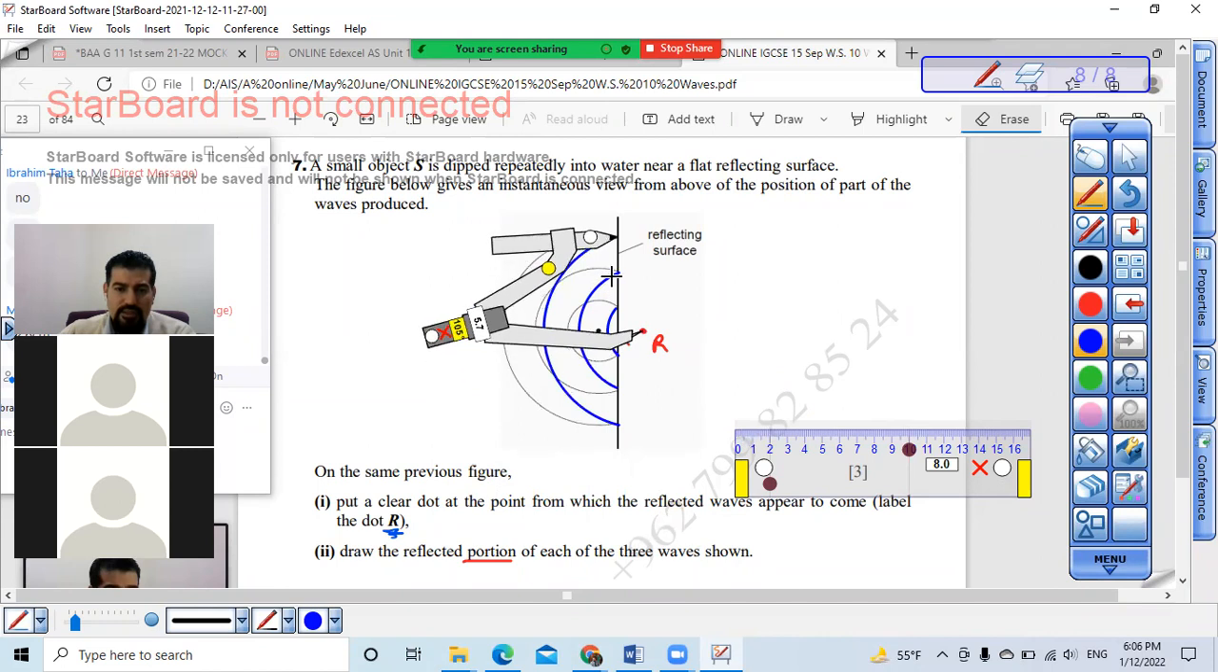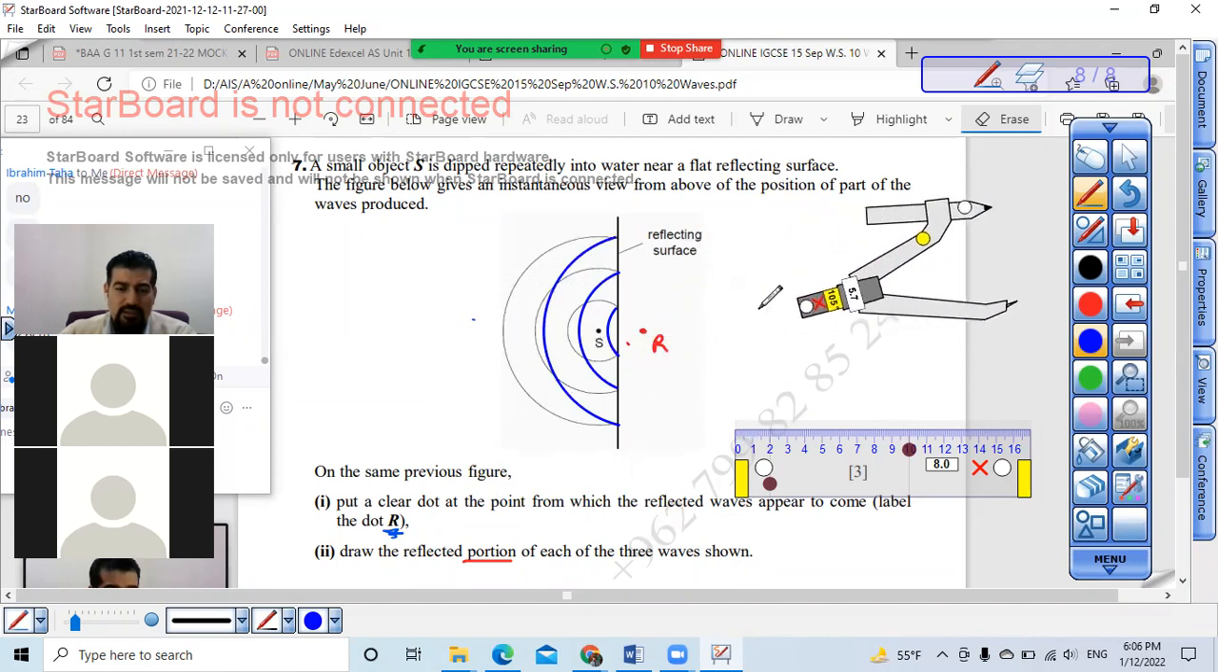To check that your answer is correct, this point has to meet here and here. The wave that you draw has to meet the wave on the other side, here and on the other side like this. This is the answer to this question. If you did it already using your compass, send me the answer. I'm waiting a couple of seconds for you to send me the answer.